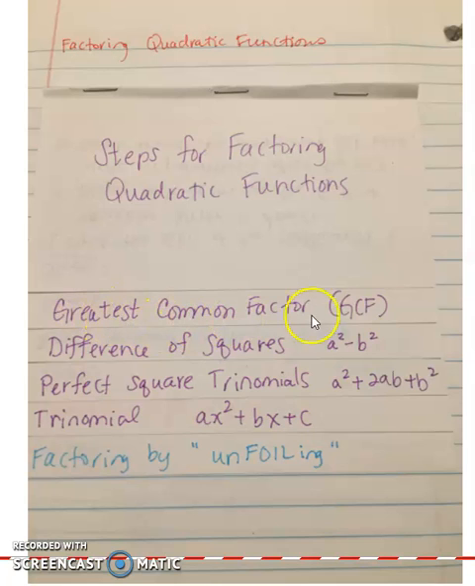We've got the greatest common factor, or GCF for short. We have what's called a difference of squares, which is in the form of a squared minus b squared. We have perfect square trinomials, which are in the form of a squared plus 2ab plus b squared. And we have your trinomials ax squared plus bx plus c. We also have a shortcut if you want to try to follow this, and some of you may already do this. It's factoring by unfoiling.